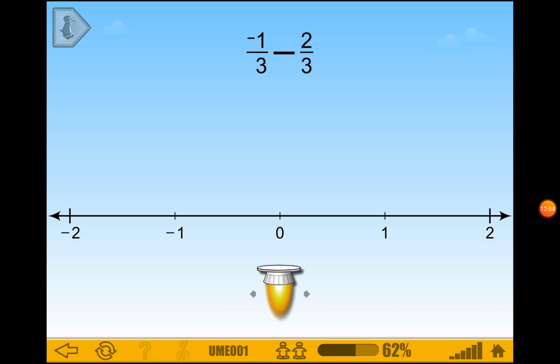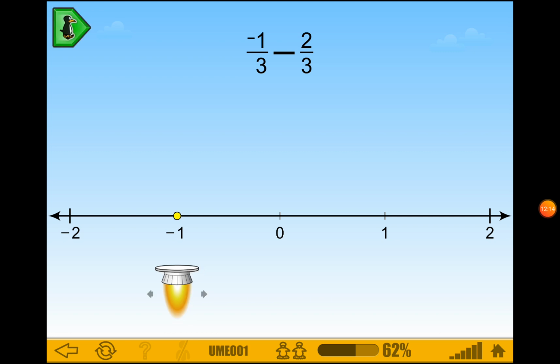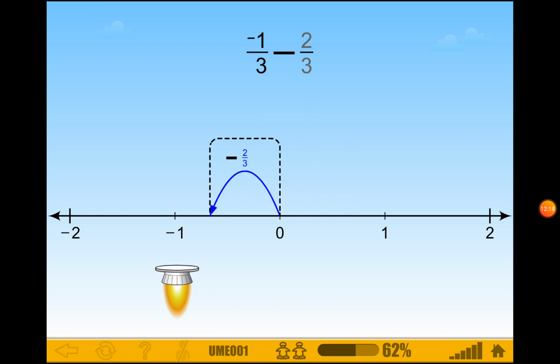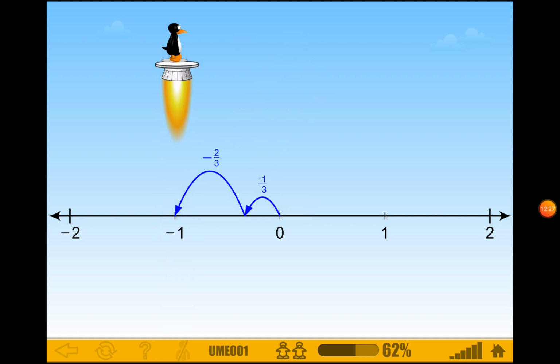Anyways, this one now. Negative 1/3 minus 2/3. So negative 1 minus 2 is negative 3. Negative 3 over 3 is negative 1. So right there. Green button. Ow. And I am correct. Woohoo.